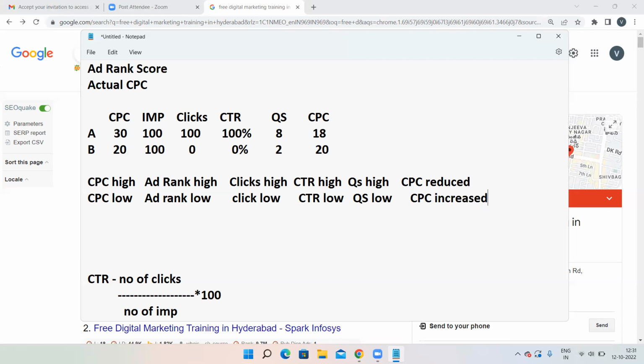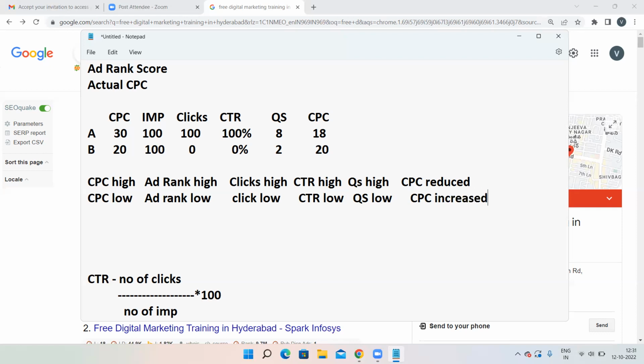So make sure whenever you are running campaigns, at the initial level itself, go for a little bit high CPC. Then you will be getting more clicks. More clicks equals high CTR. High CTR equals high quality score. Then your CPC will be automatically reduced by Google.